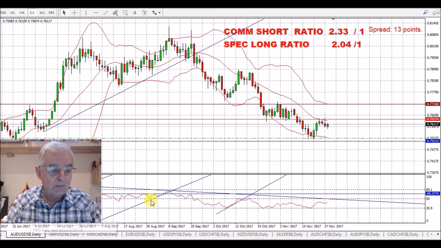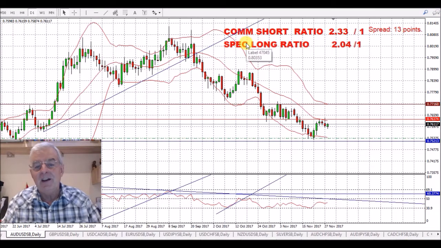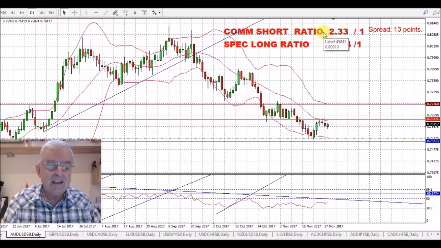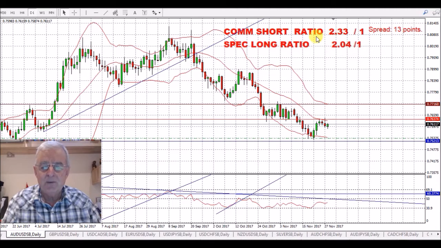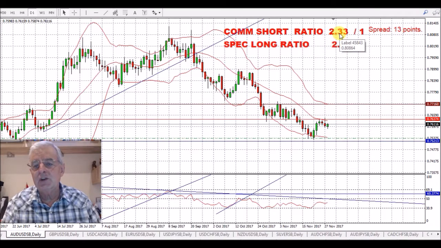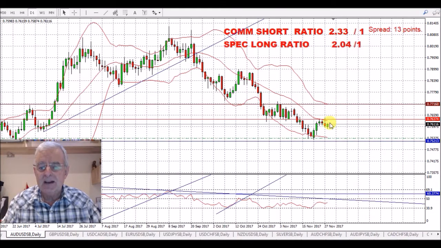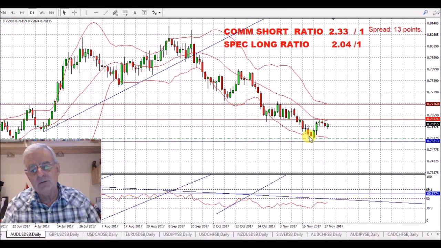Having the right chart always helps. I've input the new ratios in. So on the Australian dollar, we have a short ratio of 2.3 to 1. That's somewhat reduced, obviously, as we've had this quite big fall down. I was expecting a little bit of a pullback to about the 77 mark. So we'll wait and see what happens.